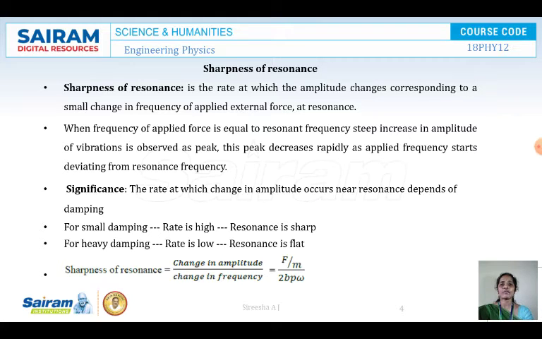Next is the sharpness of resonance. What is meant by sharpness of resonance? It is the rate at which the amplitude changes corresponding to the small change in the frequency of the applied external force at resonance. That means at resonance, when there is a small rate of change of frequency, how well the amplitude is changing. It is the rate at which the amplitude changes corresponding to the small change in the frequency of the external force at resonance.